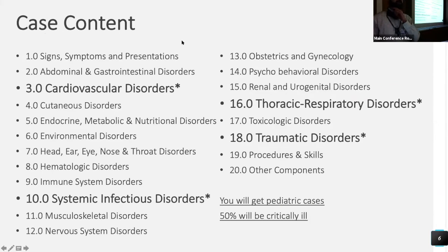So what do the cases actually entail? It's everything. This is a list from the ABEM website. It's every topic. But even ABEM says there are 4 areas that they like to emphasize the most. The ones that are bold at the start there: cardiovascular disorders, infectious disease, respiratory disorders, and trauma. They also tell you that 50% will be high acuity, right? So critical care, trauma type cases, and there will be pediatric cases sprinkled in between all of these.